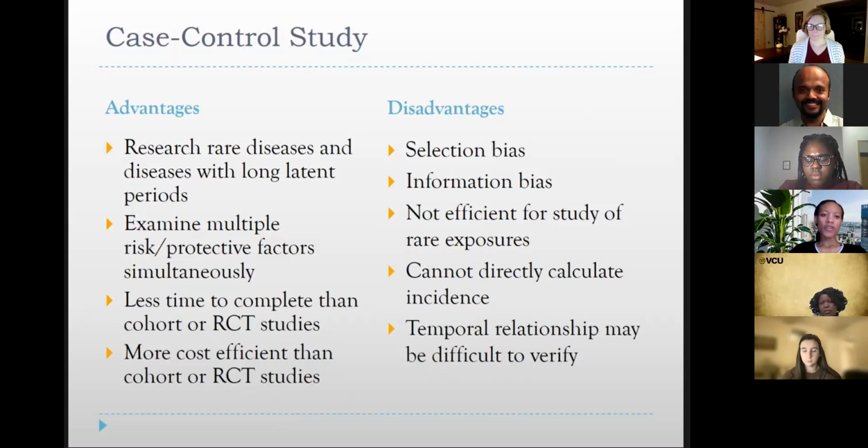But the advantages are that you can look at rare diseases and diseases with long latent periods. So if it takes a long time for the person to develop the disease to the point where it can be diagnosed, then case control studies would be good for assessing that. You can also examine multiple risk or protective factors simultaneously, and it takes less time to complete than cohort studies or RCTs, and it's more cost efficient as well.